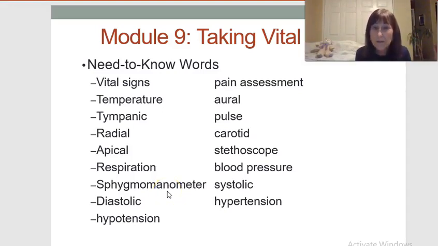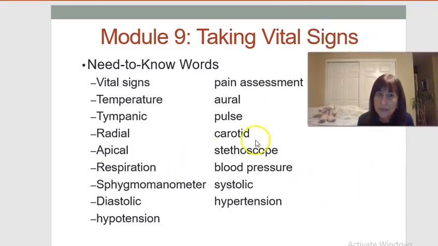This is Chapter 9, Module 9, Taking Vital Signs. And in your book, it starts on page 79. So again, you need to know the words. When you're done watching this video, go back and see if you remember what they are.